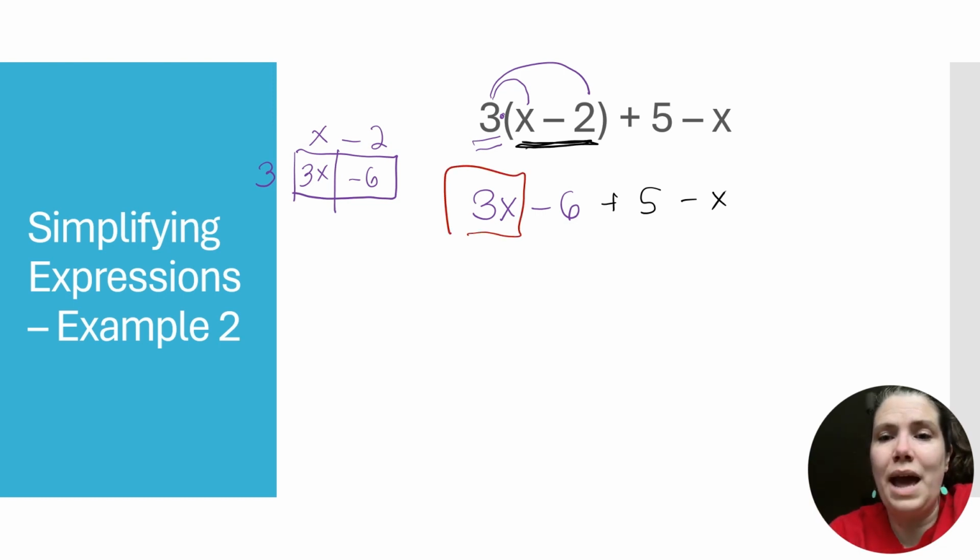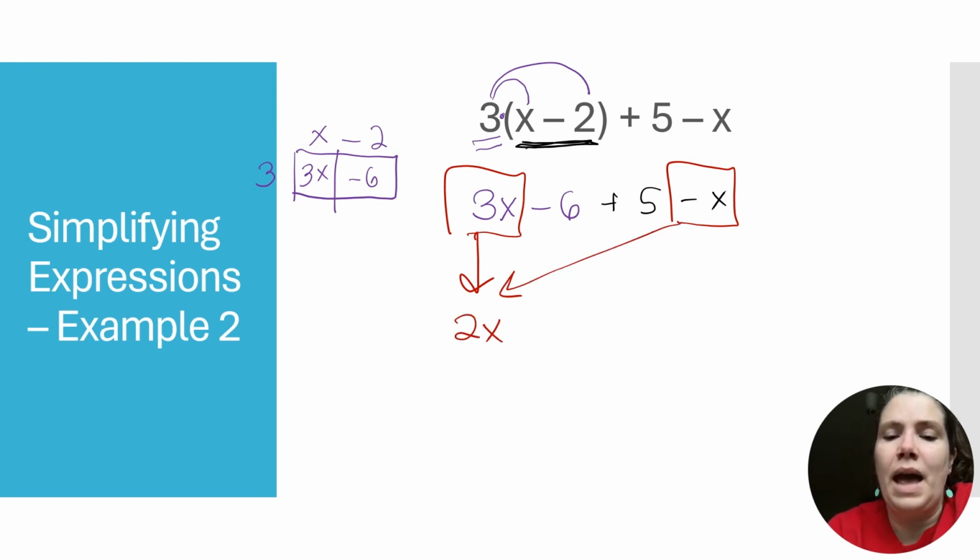So I've got 3 x's minus an x. So I started with 3 of them. I took away 1. Now I just have 2 x's left. And then my constants I'm just going to bring down. And then I can combine those together. -6 plus 5 is going to land me at -1. I still have my 2x. So my final simplification is 2x minus 1.